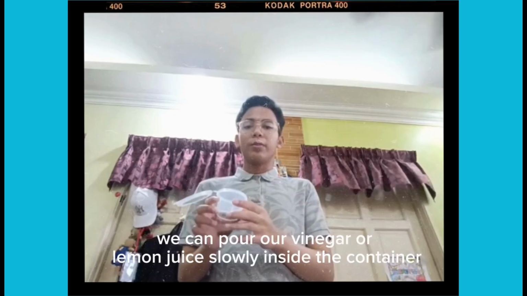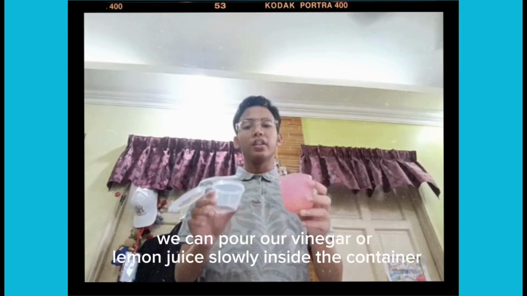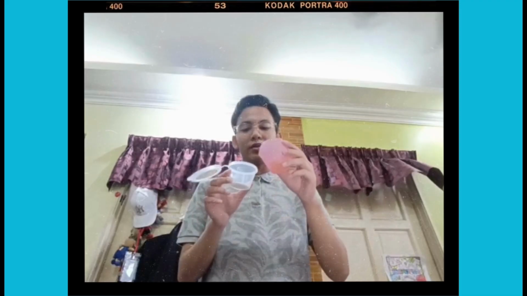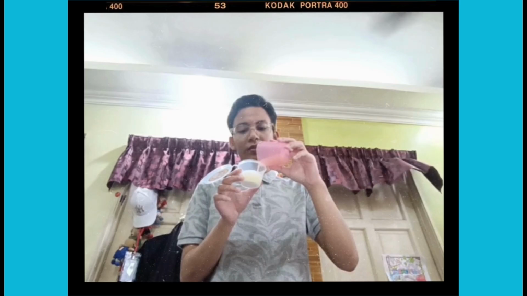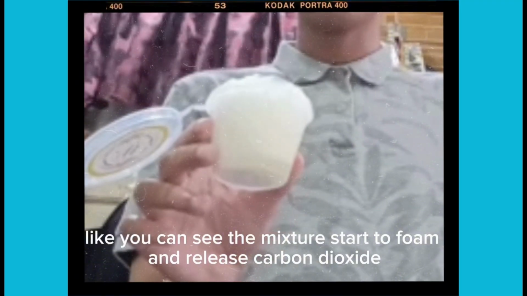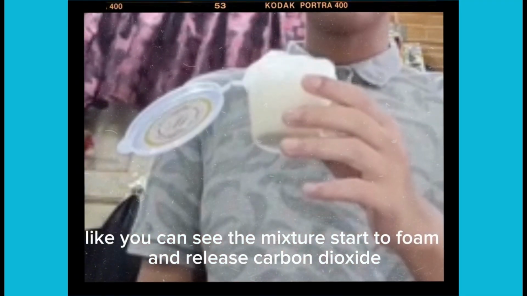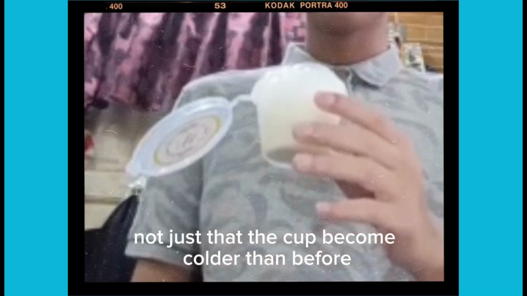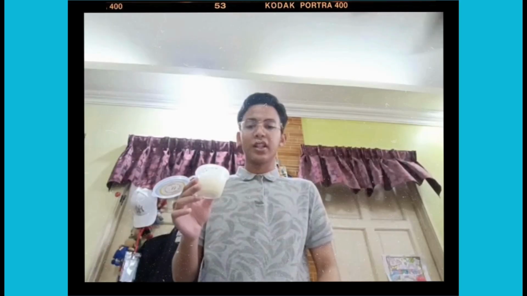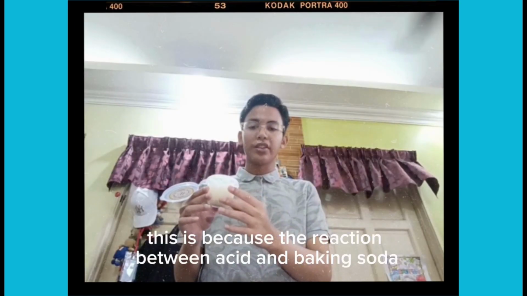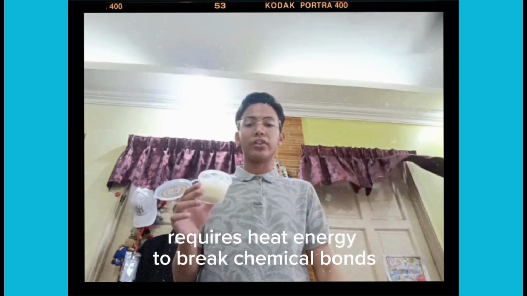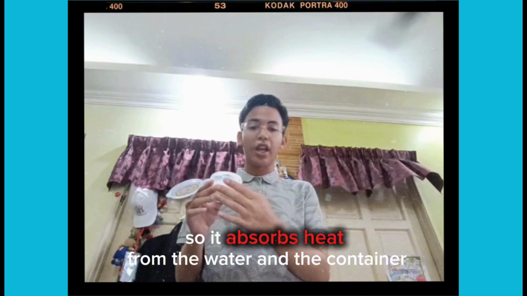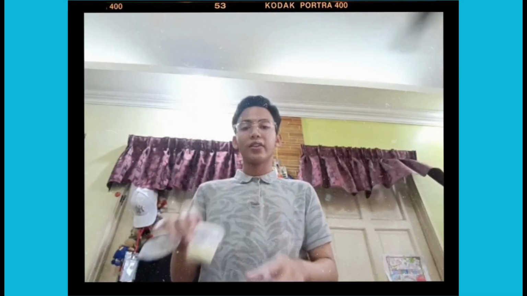Now we've done it, we can pour our vinegar or lemon juice slowly inside the container. Like you can see, the mixture starts to form and release carbon dioxide. Not just that, the cup becomes colder than before. This is because the reaction between acid and baking soda requires heat energy to break chemical bonds, so it absorbs heat from the water and the container. Well, I think that's all from me.